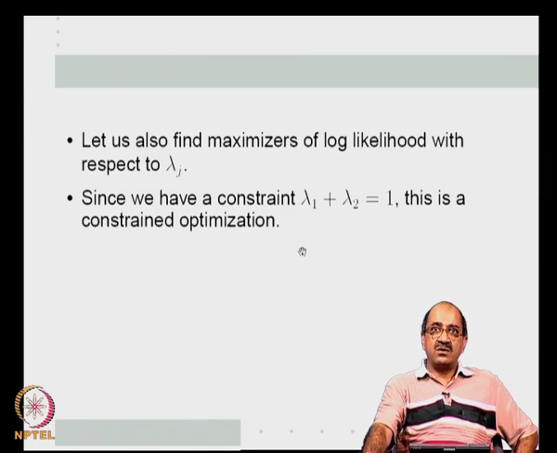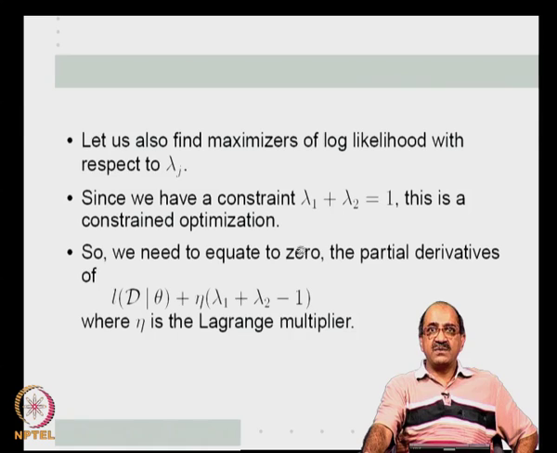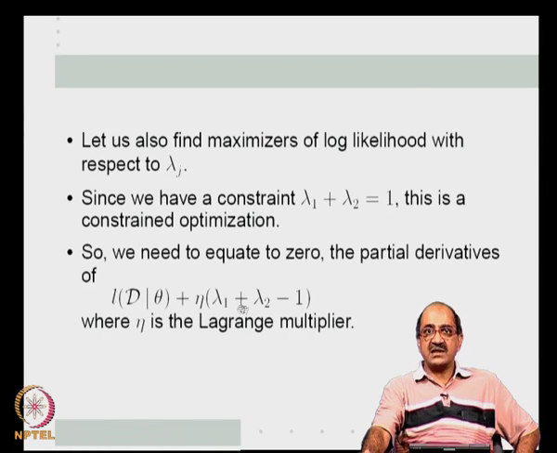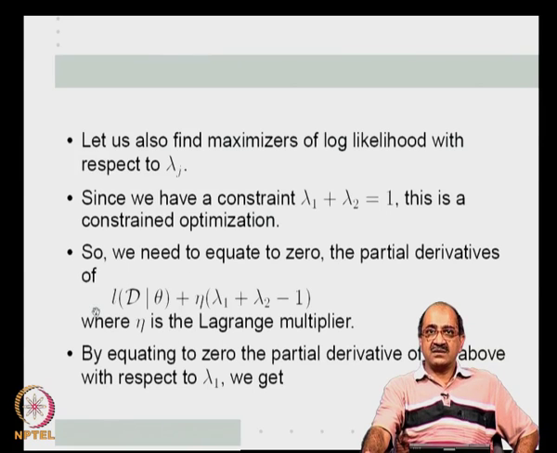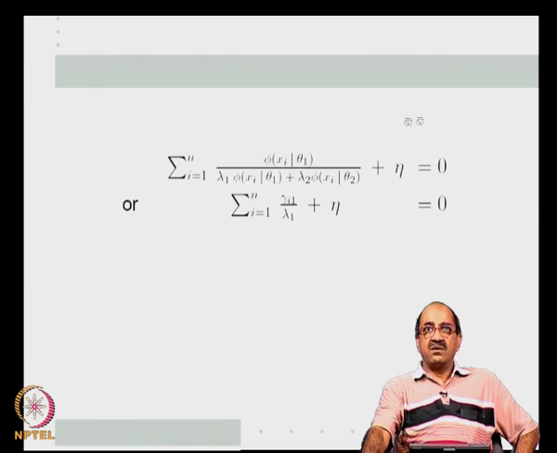So, what do we do? We form the Lagrangian. Which means instead of equating to 0 the partial derivatives of the log likelihood, we take the log likelihood plus a Lagrange multiplier times the constraint lambda 1 plus lambda 2 minus 1, take the derivative of this and equate that to 0. Let us say we take the derivative with respect to lambda 1. The second term only gives me eta, and the first term is fairly straightforward to differentiate with respect to lambda 1.